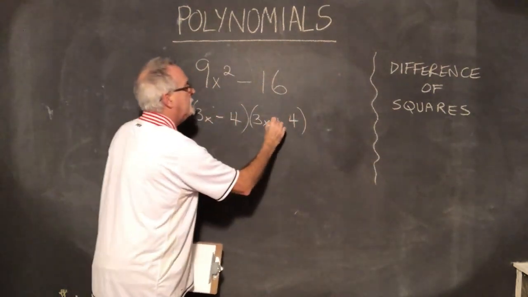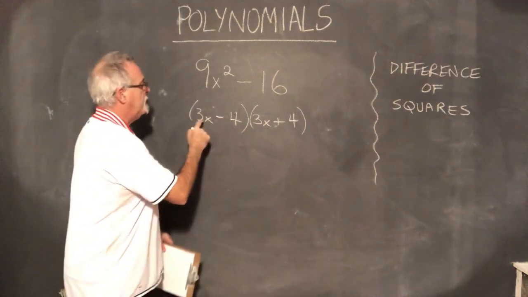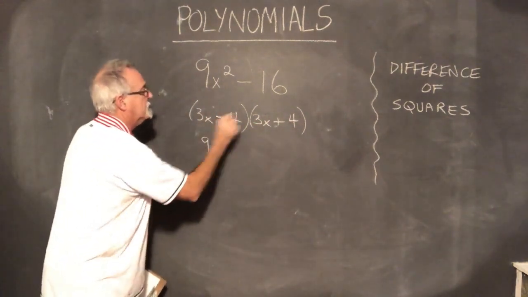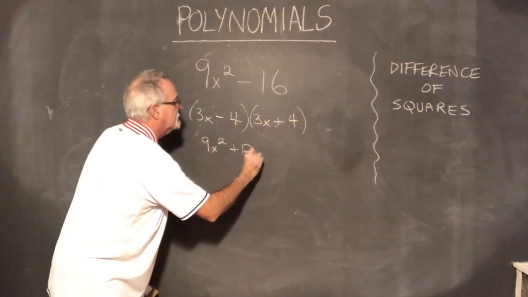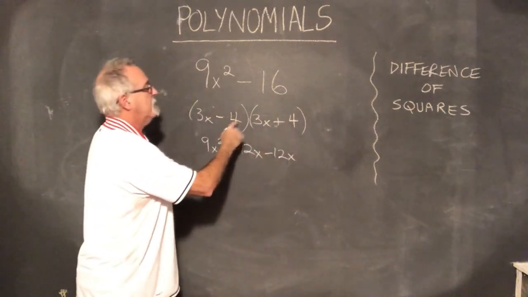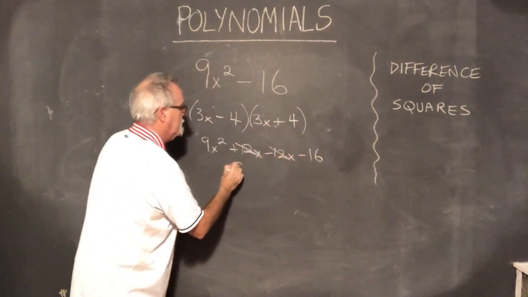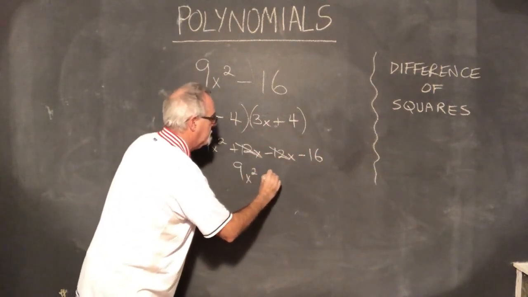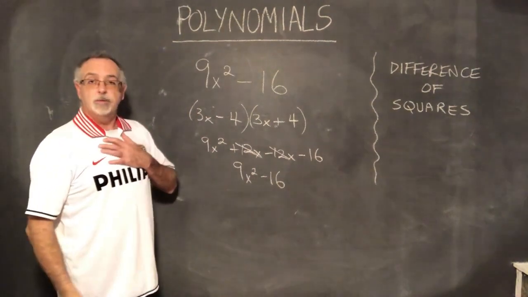One minus, one plus. Do the FOIL so we can do our verification. 3 times 3 is 9, and x times x is x squared. 3x times 4, that's 12x. Negative 4 times 3x, that's negative 12x. Negative 4 times positive 4, that's negative 16. These cancel. We have 9x squared minus 16. We can do difference of squares. Difference of squares is fun.